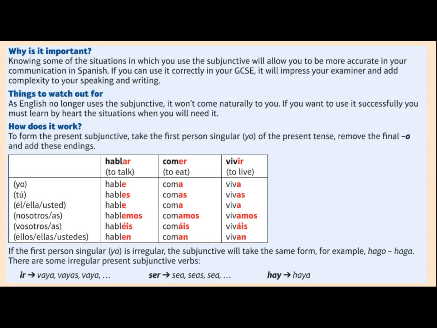If the first person singular is irregular, the subjunctive will take the same form. For example, hago, haga. So if the verb is irregular, for example, hago is I do, it will still work. You just take off the O and add an A, because the verb hacer, to do, is an ER verb. So I do is hago, you take off the O and you add an A. I know this is going to seem quite complicated, but we are going to practice.